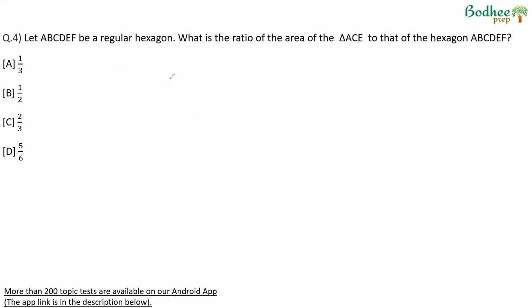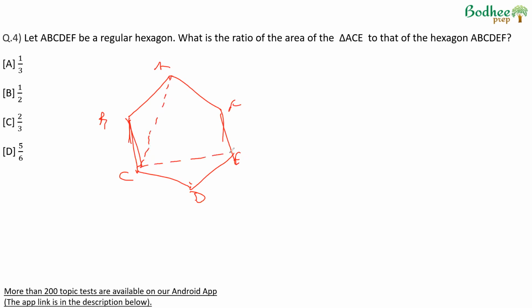ABCDEF is a regular hexagon. What is the ratio of the area of ACE to the area of the regular hexagon ABCDEF? Area of triangle ACE, this part. So area of hexagon ABCDEF.